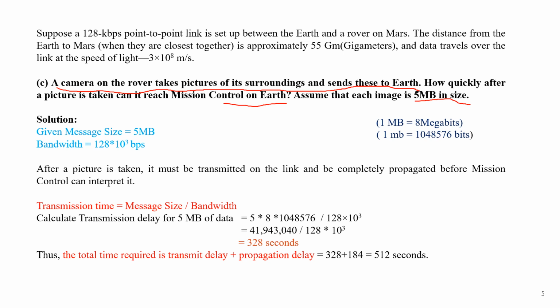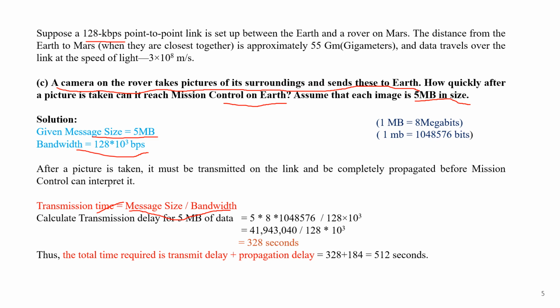And the image size or the message size given here is 5 MB. Message is nothing but the image, right? And what is the bandwidth? Bandwidth is 128 kbps, which we have written here as 128 into 10 to the power of 3 bits per second. So now we have to calculate the transmission time first. As you all know, we have a formula. The formula is transmission time is equal to message size by bandwidth.